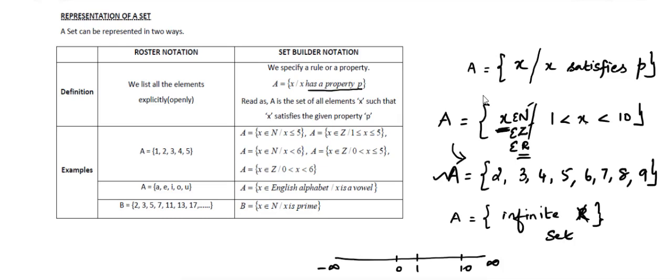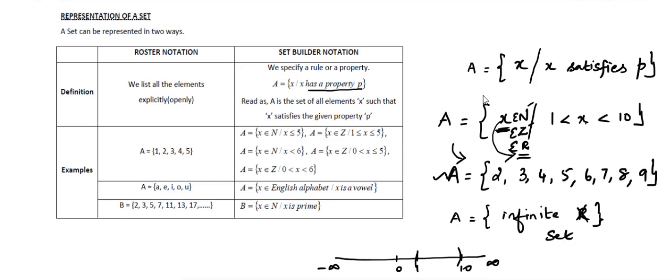That is, if I am telling you x belongs to R, you cannot perfectly write all the elements, but the set is very well defined. That set is this interval. If I am telling x belongs to R, it means the elements belong to real numbers, and at the same time that element must satisfy this limit. That is, that element must be greater than 1 and it must be less than 10. That is what they are meaning.